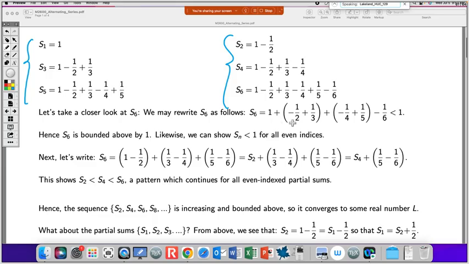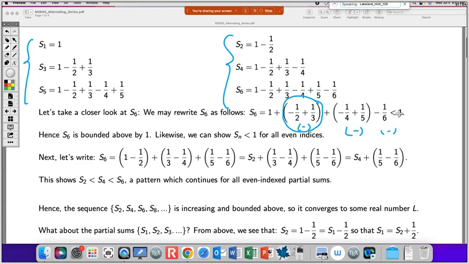S6 is going to be 1 plus, and then I'm going to just group these together. I'm subtracting a half, you follow? And I'm adding back what? A third. I'm adding back less than I'm subtracting off, you follow? So this is still going to be what kind of number here? A negative. And now let's look at minus a fourth plus a fifth. I'm subtracting off a fourth, I'm adding back a what? Fifth. Am I adding back as much as I'm taking away? No. I'm adding back less. So that's going to be a what? Negative. And this is a negative.